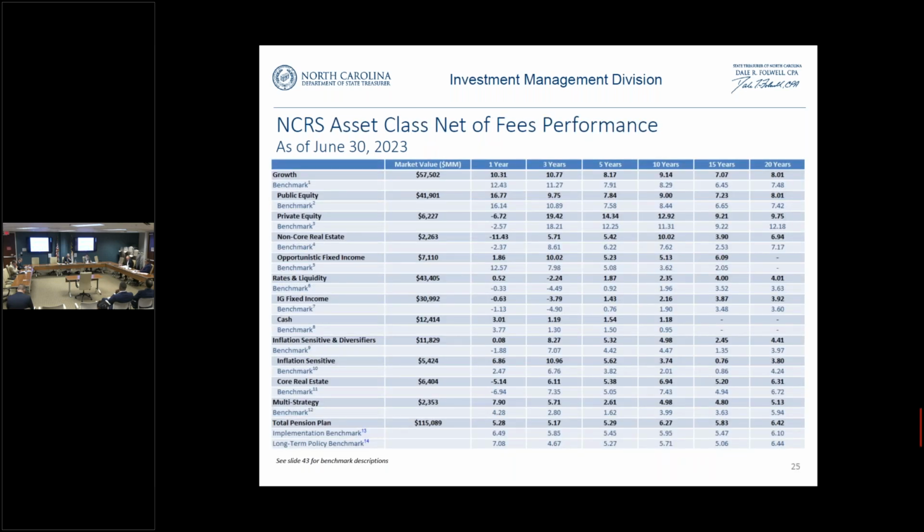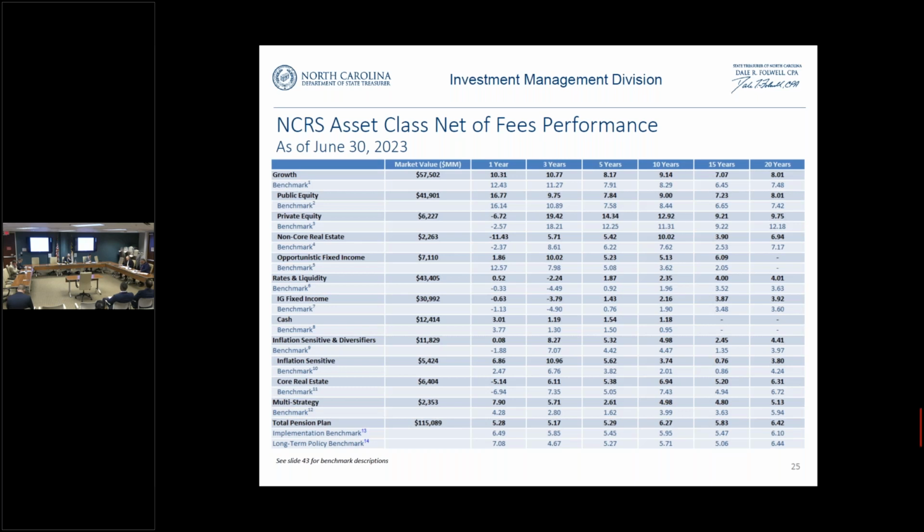So with that, I'll pass it back over to Jeff for the asset class performance. On slide 25, the asset class net fees performance. Looking over the 1 year column, strongest performers, public equity, as we've touched on, 16.7%, a really strong 1 year number there. Inflation sensitive as well, strong, and multi-strat.